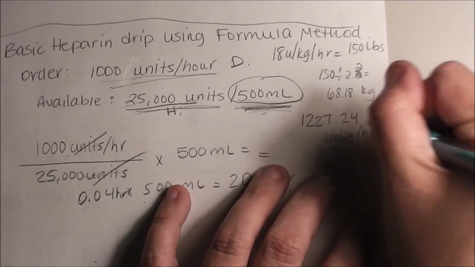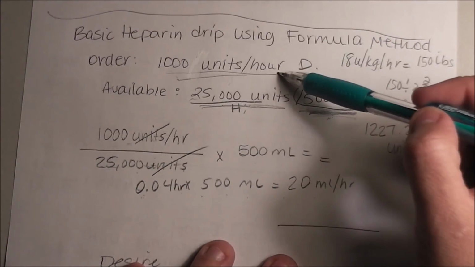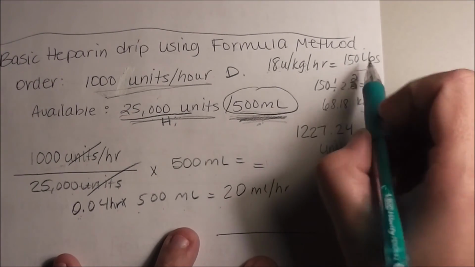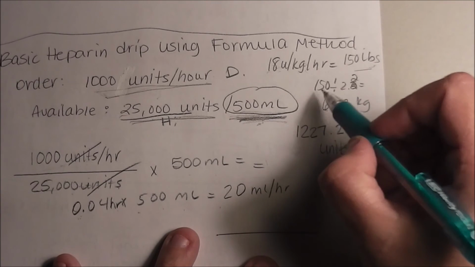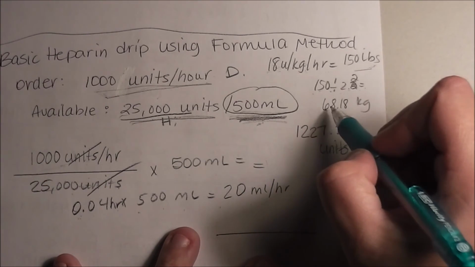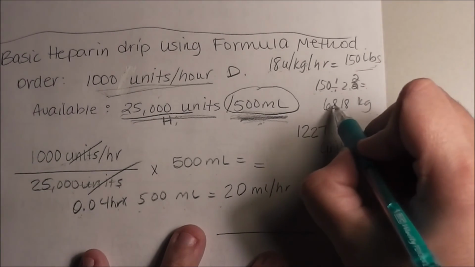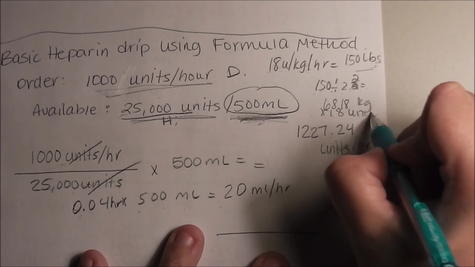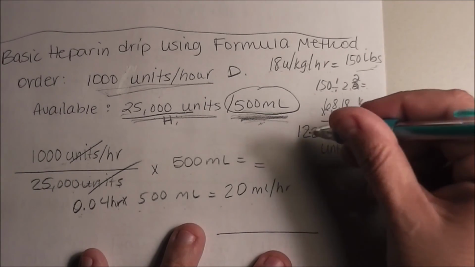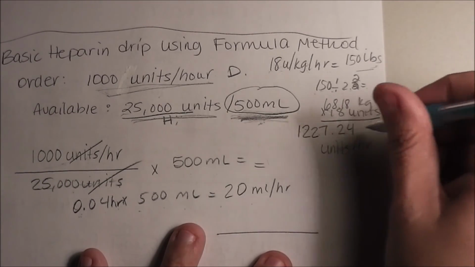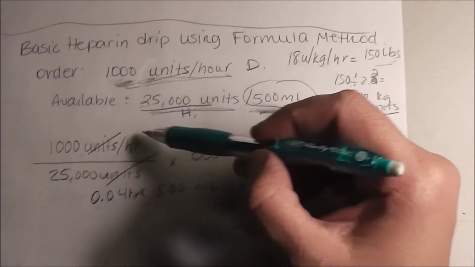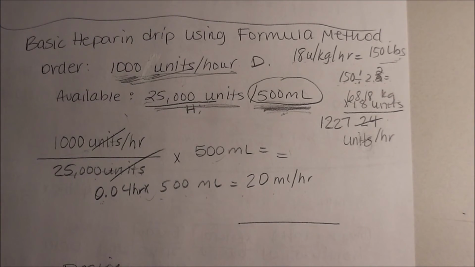So basically, when they give you a question that says 18 units per kilogram per hour, and your patient weighs 150 pounds, you need to convert this 150 pounds by dividing by 2.2, because I always like my weight in kilograms because it's less. So 150 divided by 2.2 is 68.18 kilograms. Multiply this by your 18 units, and that will give you how many you need: 1,227.24, or if they rounded down, 1,227 units per hour. And then you just plug it into this, and then you go on with yourself. And that's how you would do that.